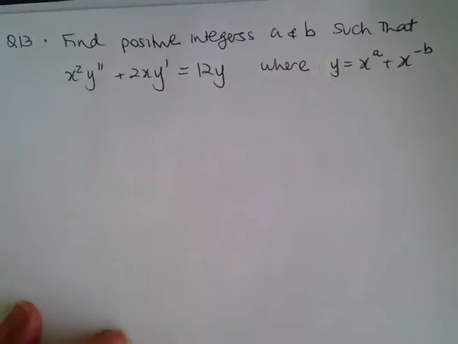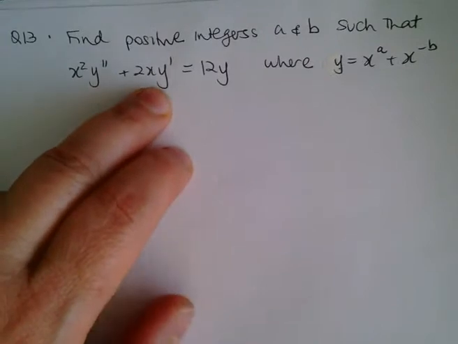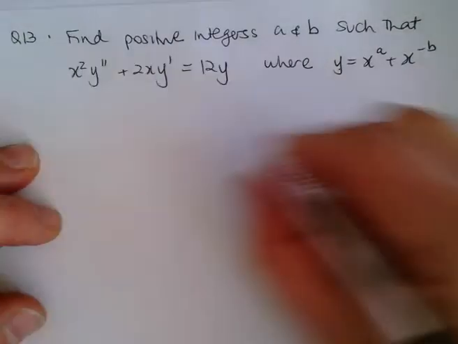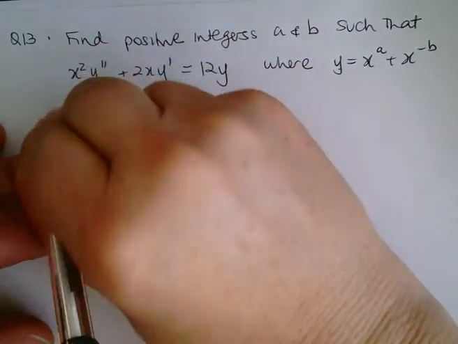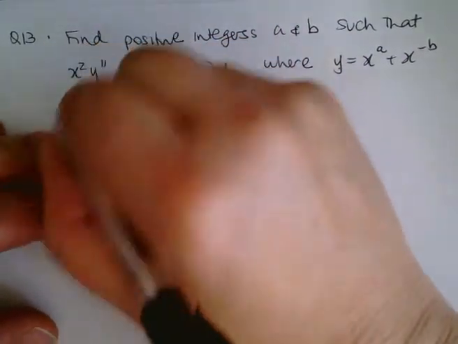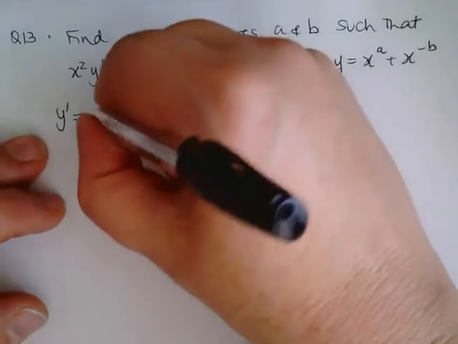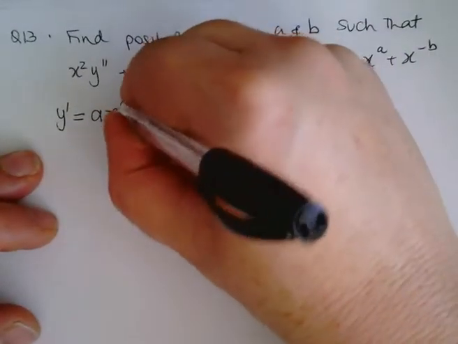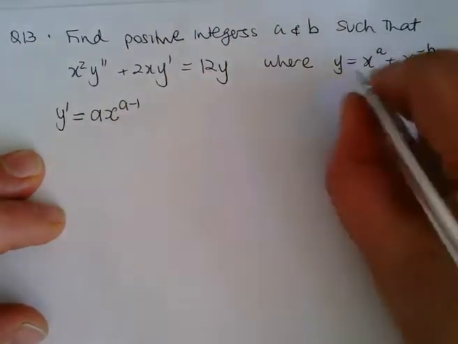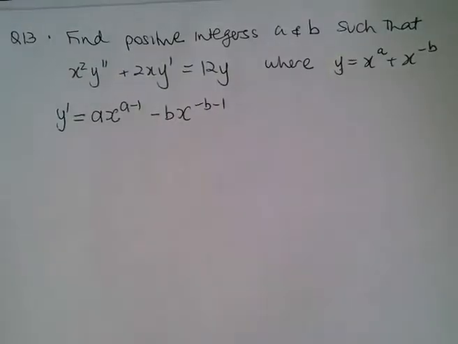Find positive integers a and b such that x squared times the second derivative of y plus 2x times the first derivative of y equals 12 times y. We know that y is x to the power of a plus x to the power of negative b. So let's find the first derivative. Y dash is, we're differentiating with respect to x. Don't you bring the a to the front? X to the a minus 1. Plus you'd bring the b to the front, so it's negative b, x to the negative b minus 1. That's what y dash is.